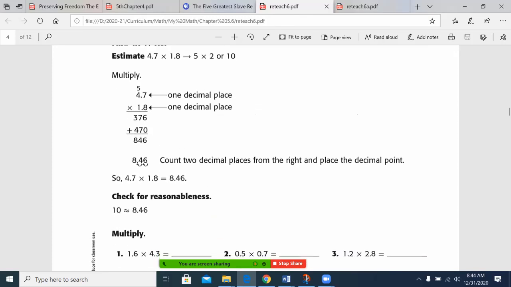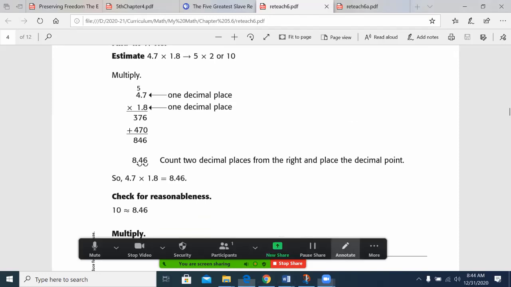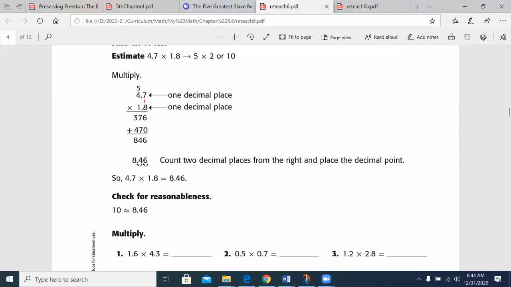You're going to multiply 47 times 18. 47 times 8 is 376. You put your 0 here because this is a 10, not a 1. 47 times 1 is 47. There's the 0, 470. You add it up, you get 846. Now, you've got to count your decimals. There's 1 here, and there's 1 there. So you have to go over 2 spots. So 1 and 2. Then you end up with 8.46.